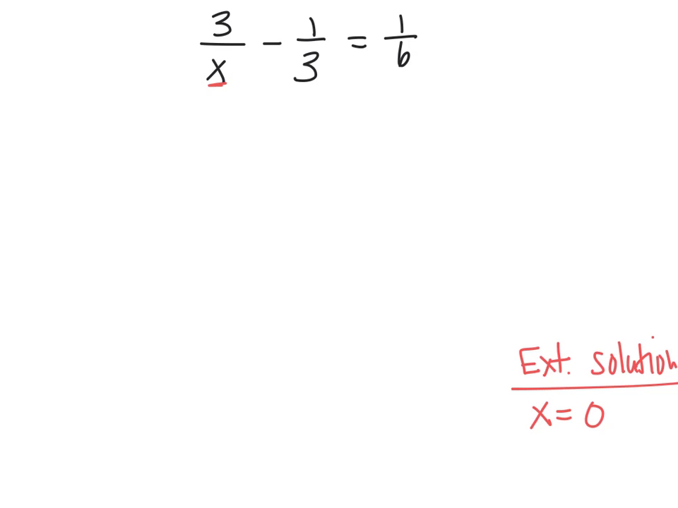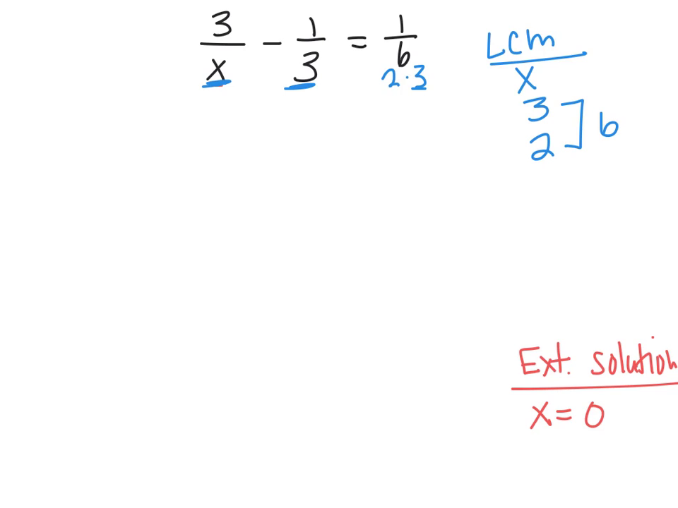The next thing I need to find is a least common multiple. So I go through the bottom: I need an x, I need a 3, and this is 2 times 3 if I break it down, and I already have a 3, so I need a 2. So everything here needs a 6 and an x.